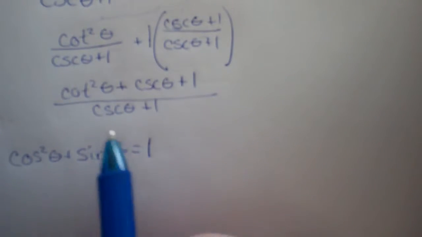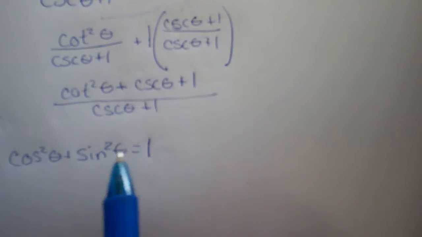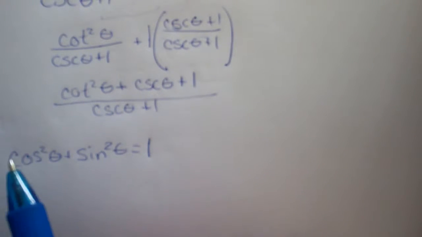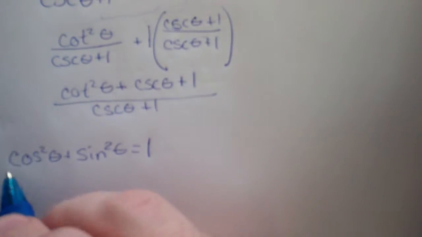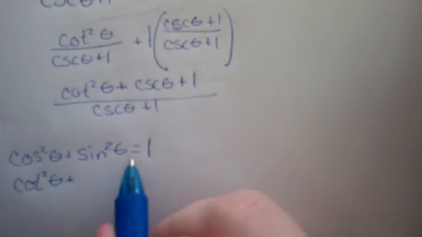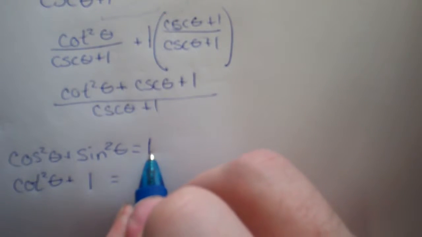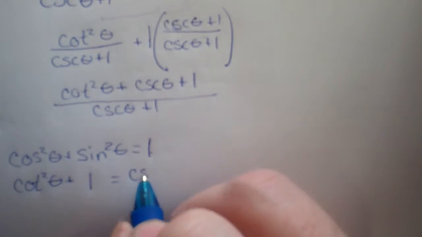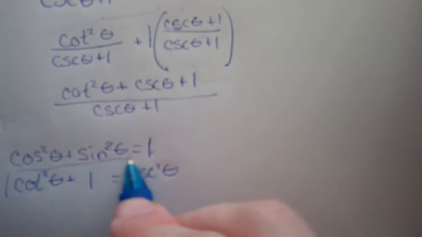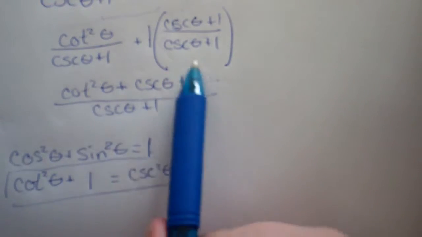That's right. But this was not the only Pythagorean identity. You also need to have memorized the Pythagorean identity that we can get if we divide each of these terms by the sine squared theta. Cosine squared theta divided by sine squared theta, that will become cotangent squared theta, plus sine squared theta divided by sine squared theta, that's a 1. And 1 divided by sine squared theta is cosecant squared theta. This is the Pythagorean identity that is very helpful in simplifying this numerator.